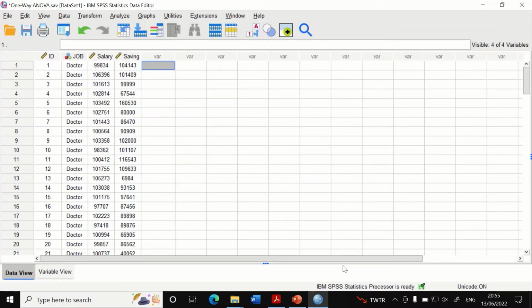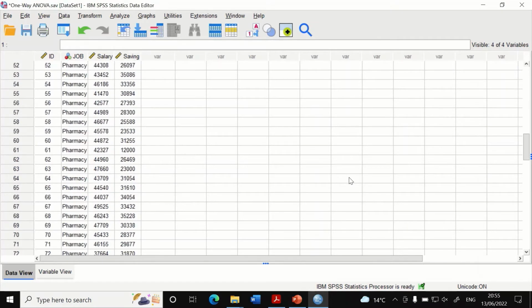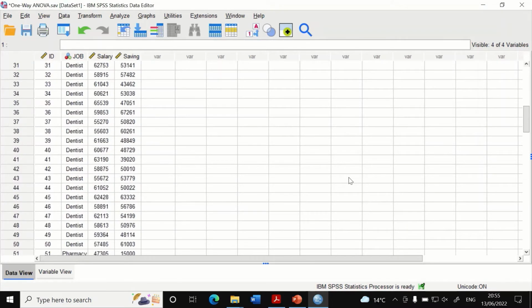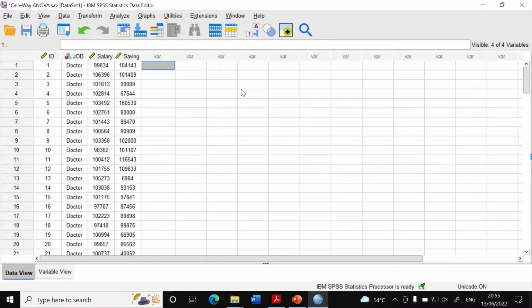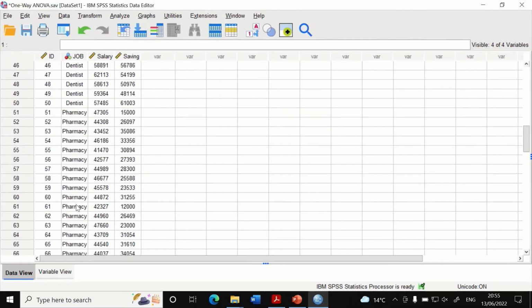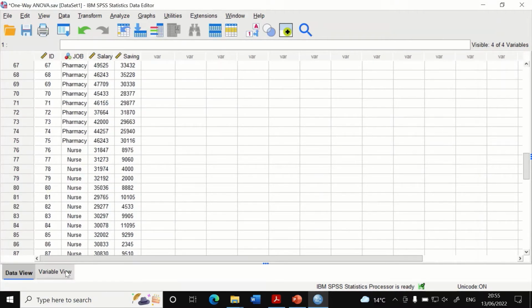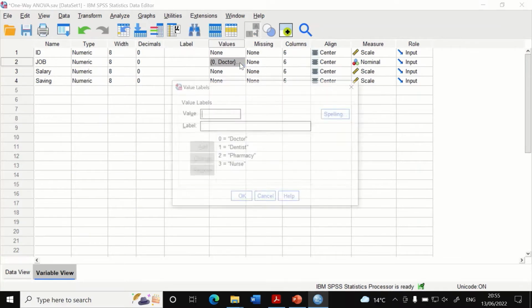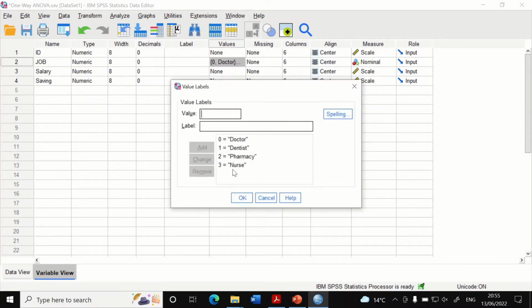Here in this SPSS data viewer I have inserted 100 cases for individuals. One of the variables here is labeled as job, showing 4 different categories of professions: doctors, dentist, pharmacist, and nurse. Each one of them has been coded 0 for a doctor, 1 for dentist, 2 for pharmacy and 3 for nurse.